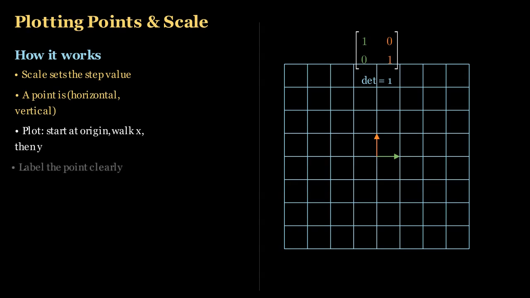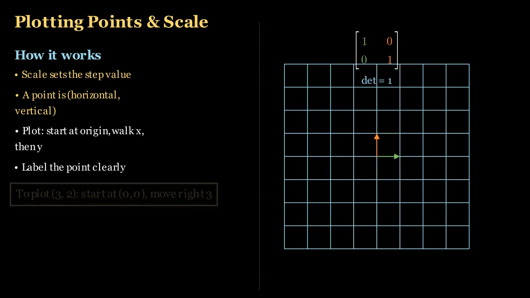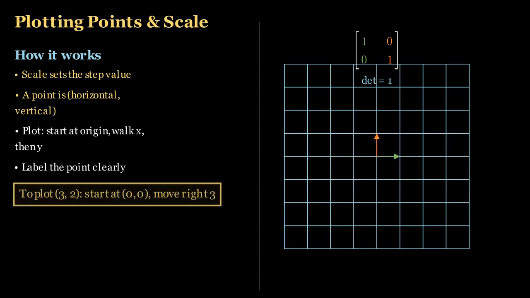To plot the point (3, 2), you start at the origin. You walk 3 steps to the right along the x-axis, because the x value is positive 3. From that spot, you walk 2 steps straight up, because the y value is positive 2. You mark the spot with a dot and label it with its coordinate so you do not forget what it represents. Let us solve a real problem.